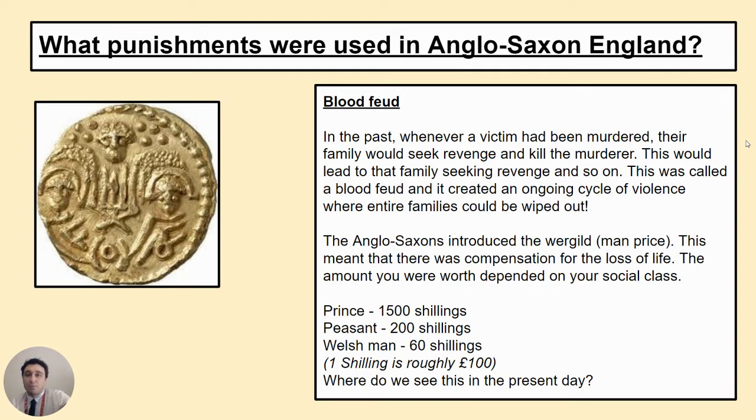Now, the amount you were worth, the amount your life was valued at, depended on your social class. And you can see there's a list here. So 1 shilling is roughly £100. So a prince was 1,500 shillings, a peasant 200 shillings, and you get a bit of racism here, with a Welshman only being worth 60 shillings.